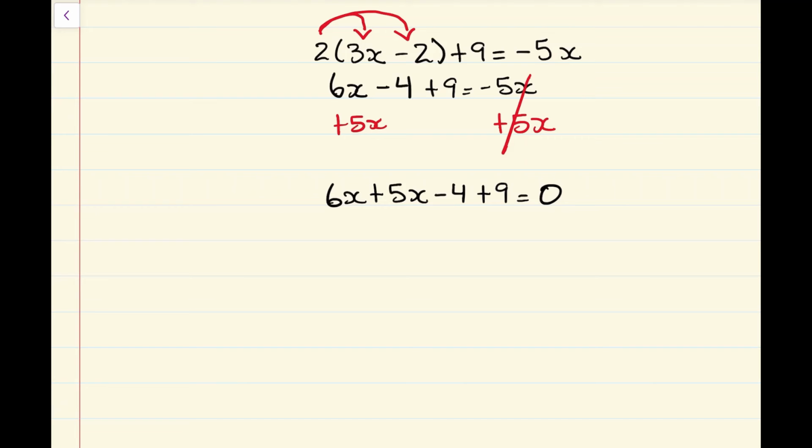Okay, so now let's carry over the constants to the other side of the equal sign. So the first thing we're going to do is add 4 on both sides of the equal sign, because negative 4 plus 4 cancels out and gives us 0. So then we're going to have 6x plus 5x plus 9 is equal to 4.